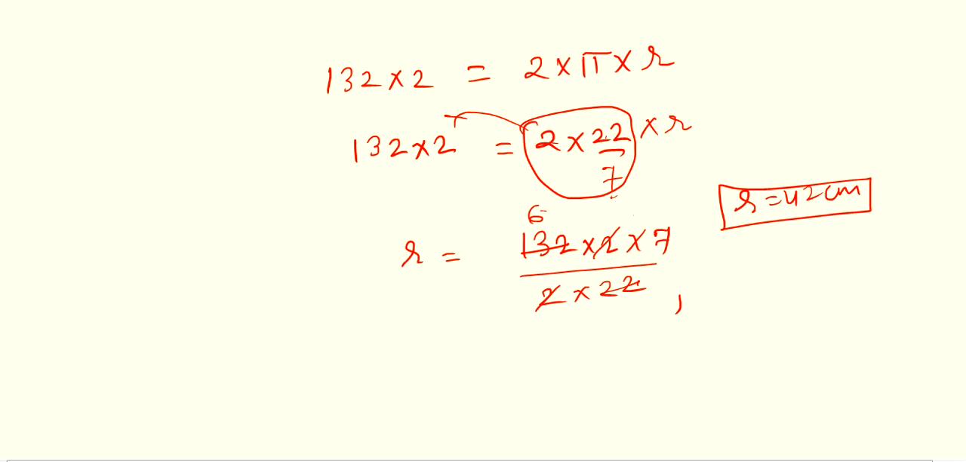Clear? Then question number 17 is very easy, you can solve it, no problem. Then question number 18. Find the radius of the circle whose circumference is equal to the sum of circumferences of the circles having radius 15 centimeter and 8 centimeter.